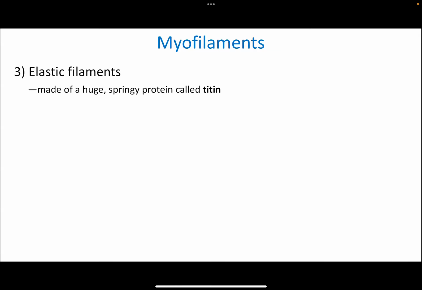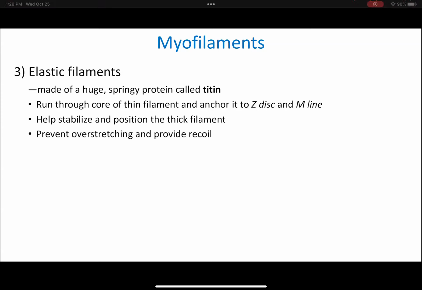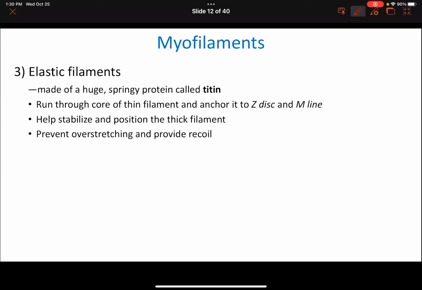The third myofilament is the elastic filament. These are a springy protein called titin, and there's no contraction in it. It's more of an anchoring type filament. It runs through the core of the actin filament, the thin filament, to anchor it to what we call a Z disc and an M line. And this is going to help hold those myofilaments in place so that when they are contracting, they're stabilized and pulling the muscle in the right direction for contraction.